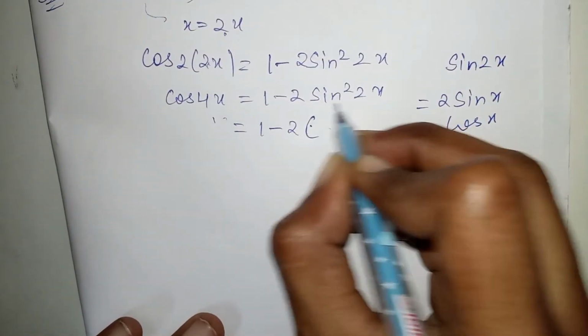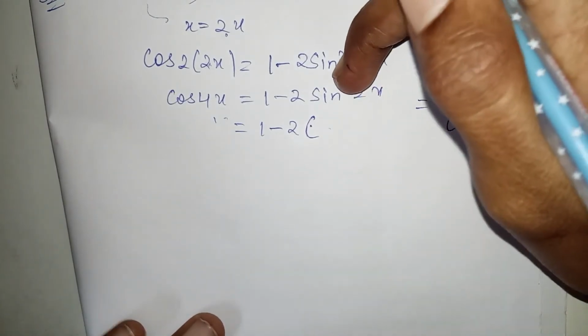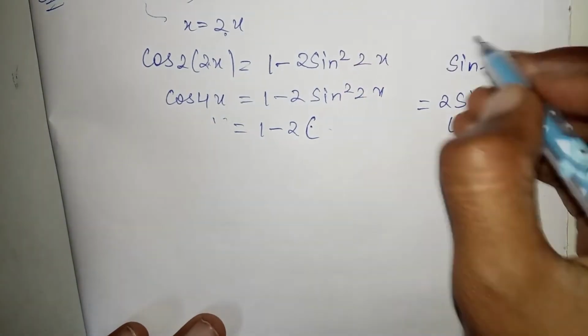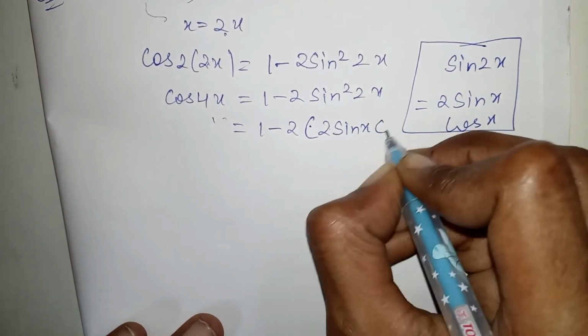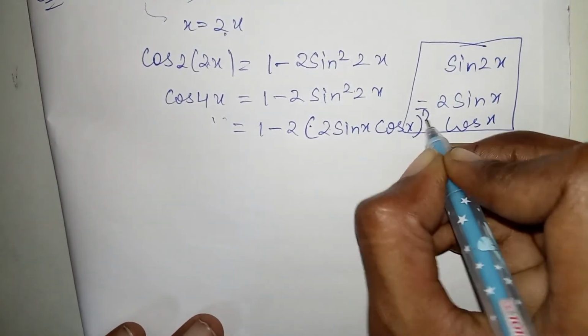So like this only. Don't remember the square. Just remember the sin 2x formula is this one: 2 sin x cos x. So the square, keep it as up. Okay.